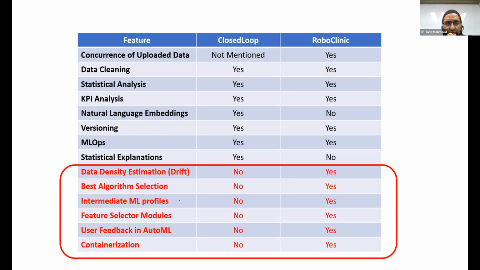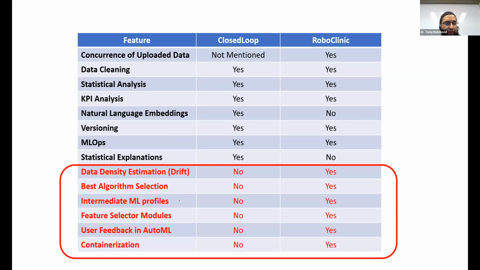So what Closed Loop is doing, they don't have any drift detection. I could not figure that out from their manual. And what they're doing is they just take one algorithm, which is the XGBoost algorithm. That is, in my opinion, pretty dangerous, because XGBoost is not the solution to every machine learning problem always. So you need to have a hybrid model in place, because you can't rely on one particular thing. They don't have this interaction with the user that we are having in RoboClinic. And their feature selection modules, I was not able to figure out whether they're doing that or not, but that's not apparent. In our case, it's pretty apparent.